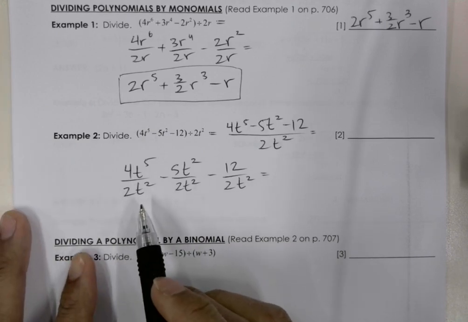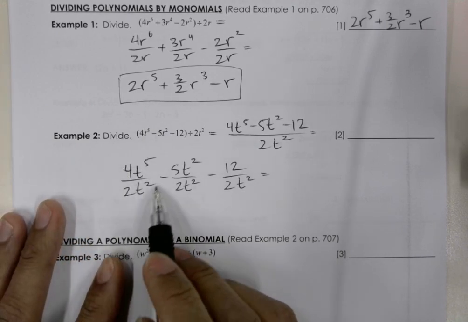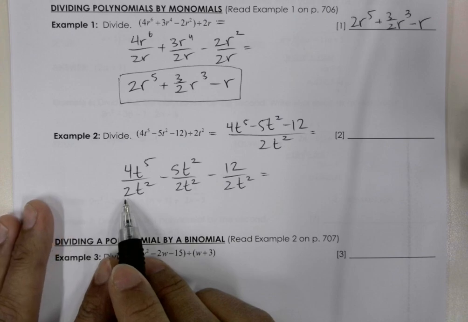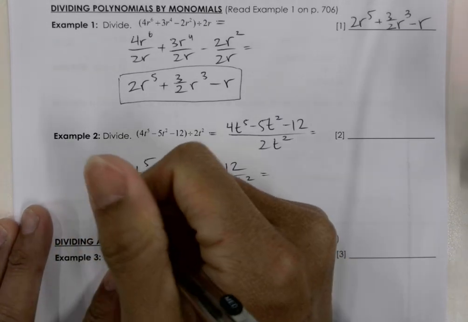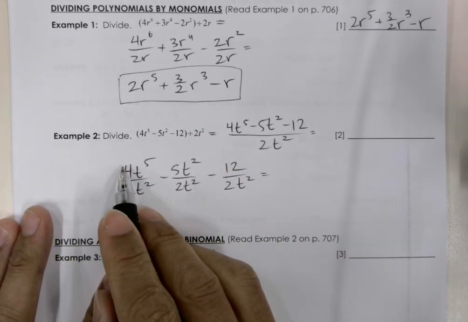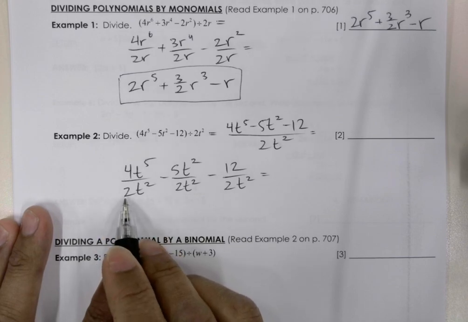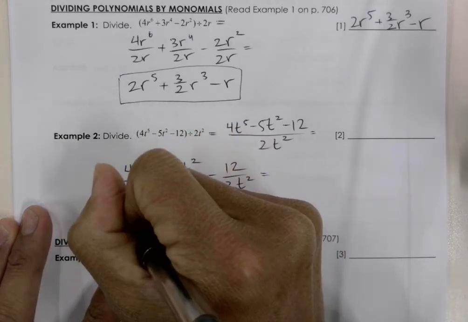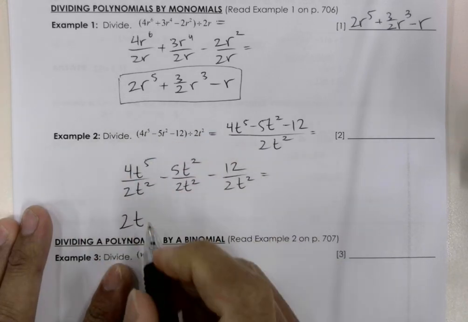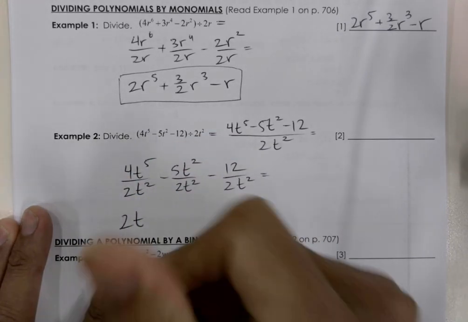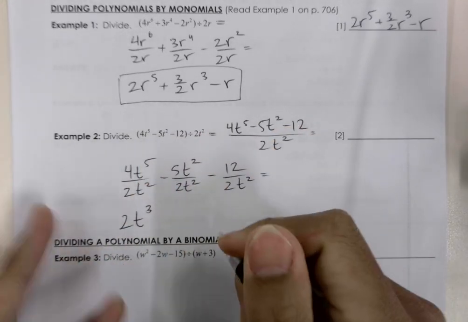Alright, so now we're going to find greatest common factors in the first term. So that's 4 and 2. Greatest common factor is 2, so that's going to become 2 divided by 1. So that's just 2. So we can get 2, t to the 5 minus 2. That's going to be 3.